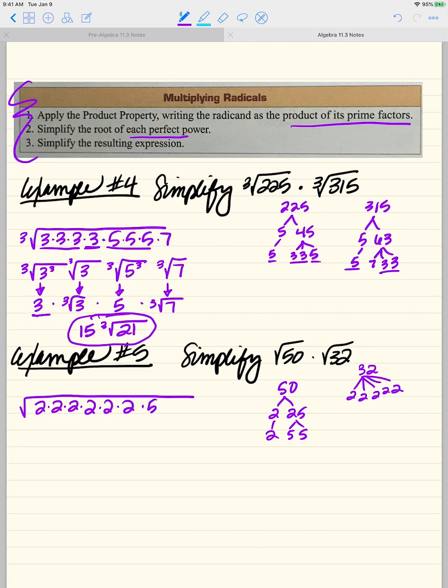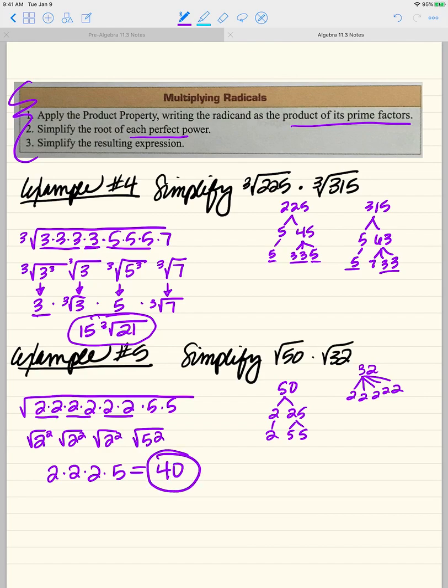And then 2 5s. So there's one pair, there's another pair, there's another pair. So remember, that's just square root of 2 squared, square root of 2 squared, square root of 2 squared, square root of 5 squared. So that's 2 times 2 times 2 times 5, which gives us 40, and you're all done.